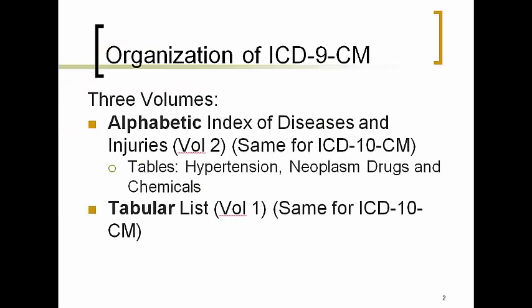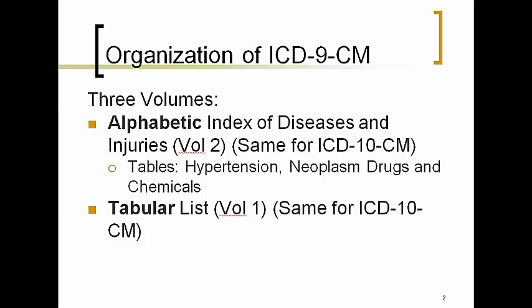So the ICD-9 codebook is laid out into 3 volumes. The first two, Alphabetic Index of Diseases and Injuries and your tabular list, are the same whether it's for ICD-9 or ICD-10. So the basic steps and conventions you're learning will also apply to ICD-10. Any differences will be reviewed in the ICD-9 inpatient coding module at a later time.